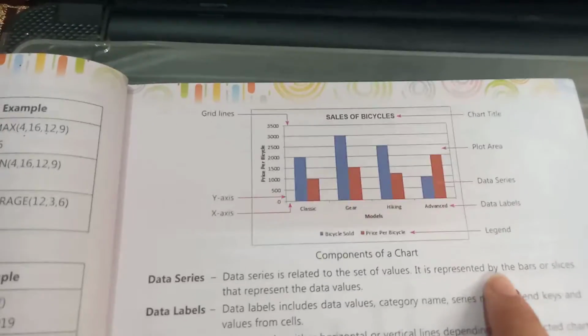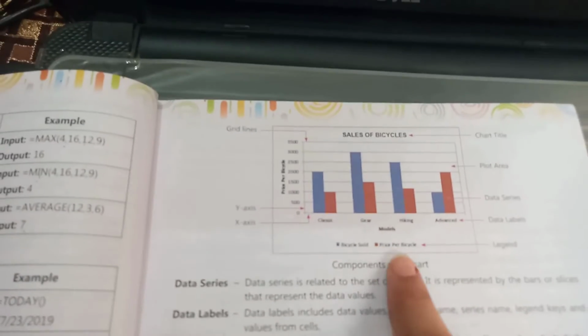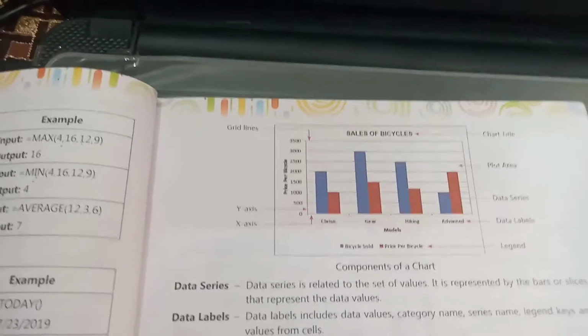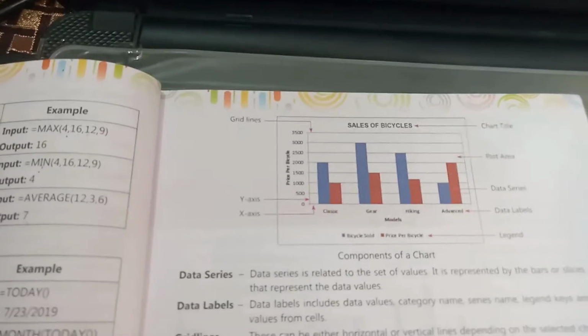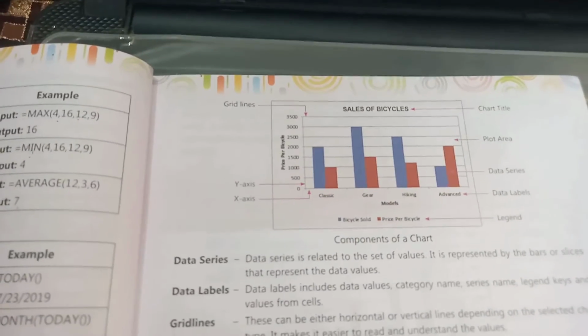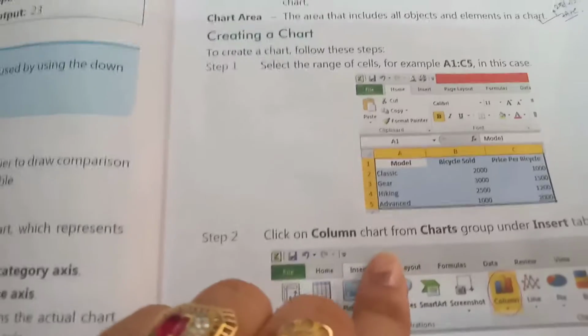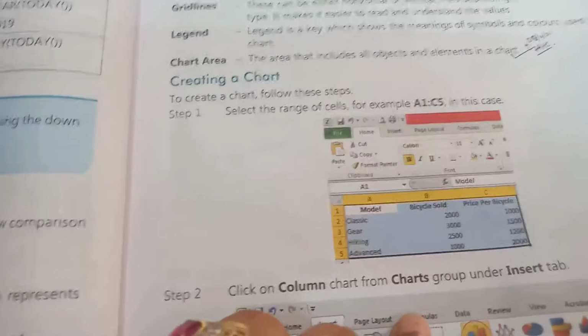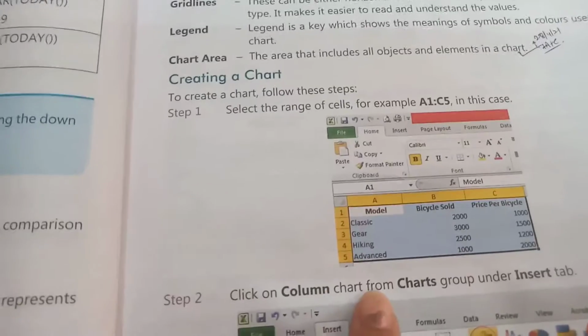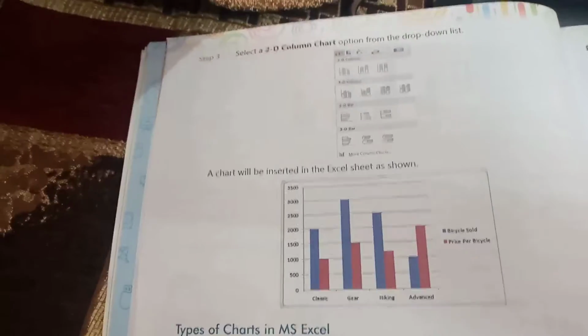The last one is the legend: bicycle sold and price per bicycle. These are all the legend. A legend is a key which shows the meaning of the symbols and the colors used in a chart. Now, how can we create a chart? Select the range of cells, suppose A1 to C5, then click on the chart from the chart group. Click on a column chart from the chart group. Under the Insert tab we can draw any chart.